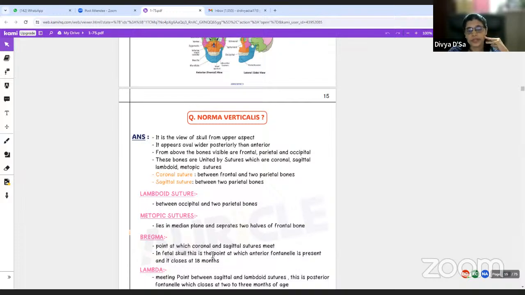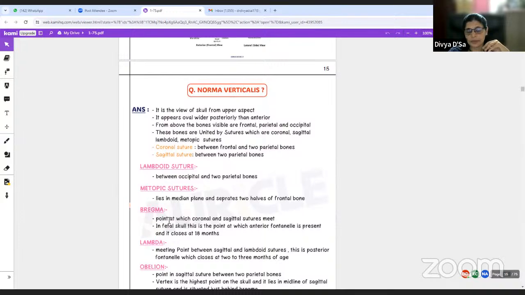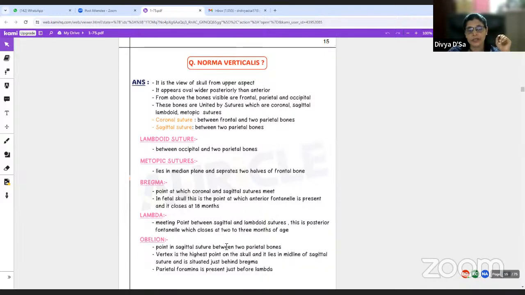Where the coronal and the sagittal suture meet, that point is called the bregma. In fetal life and in neonates, it represents the anterior fontanelle, which usually closes by 18 months of age. Lambda is the meeting point of the sagittal and the lambdoid suture, and that represents the posterior fontanelle, which is actually the first one to close. It closes by 2 to 3 months of age.